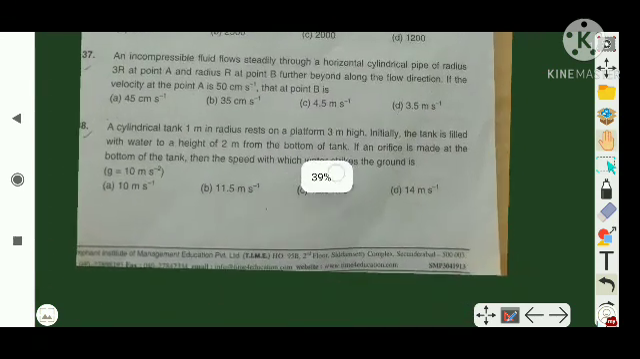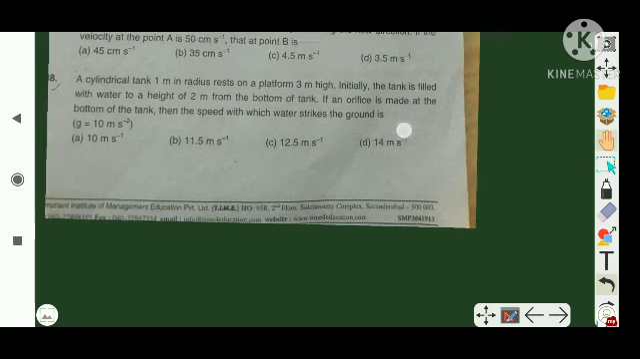Okay, what is the question? A cylindrical tank of 1 meter radius rests on a platform 3 meter high. Initially, the tank is filled with water to a height of 2 meters from the bottom of the tank. If an orifice is made at the bottom of the tank, then the speed with which the water strikes the ground. I'm reading the question.